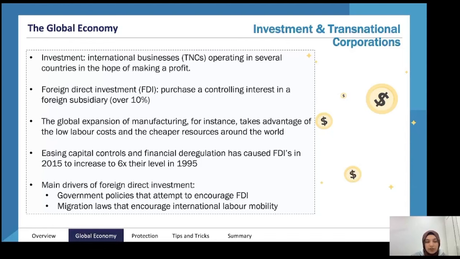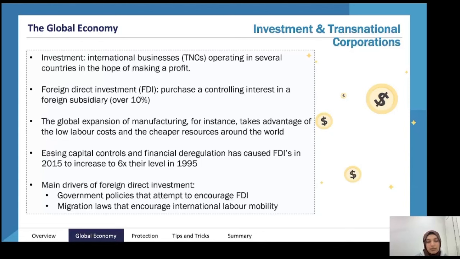So the global expansion of manufacturing, for example, takes advantage of the low labor costs and the cheap resources around the world. Easing capital controls and financial deregulation has caused FDIs in 2015 to increase to 6 times their level in 1995. So we can see that deregulation has actually allowed FDIs to increase because now there are fewer rules in terms of how money is transacted.